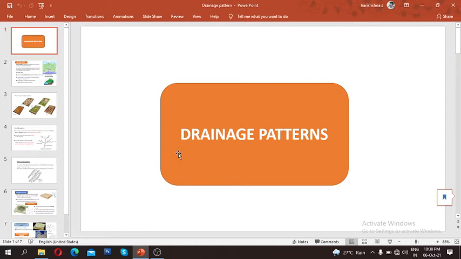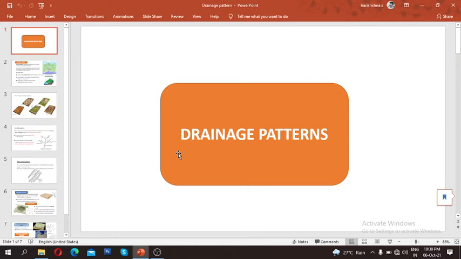Okay. So drainage patterns. First of all, let me introduce what is a drainage. A drainage is nothing but a proper channel where the water flows. So we can say that the flow of water in a particular channel is termed as a drainage. Then what is a drainage network? You'll be confused. What is a drainage network?